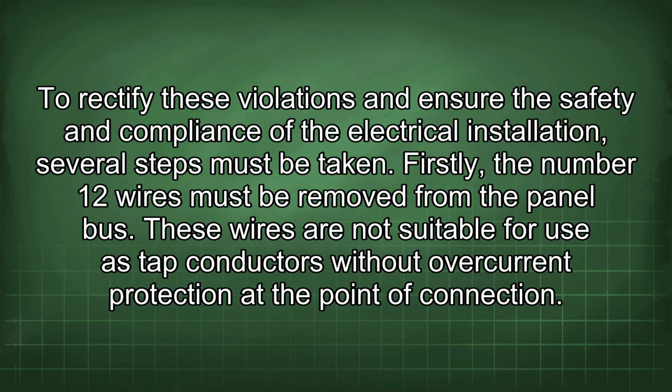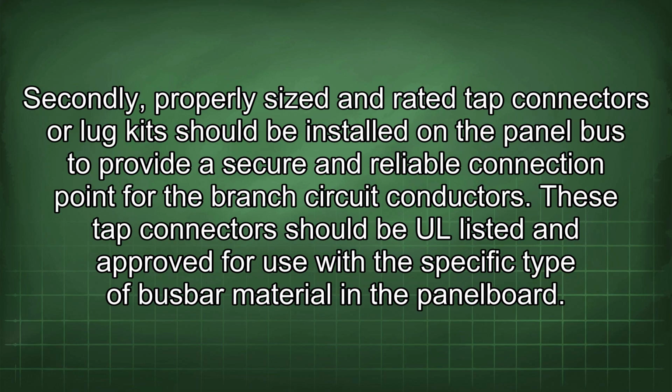To rectify these violations and ensure the safety and compliance of the electrical installation, several steps must be taken. Firstly, the number 12 wires must be removed from the panel bus. These wires are not suitable for use as tap conductors without overcurrent protection at the point of connection. Secondly, properly sized and rated tap connectors or lug kits should be installed on the panel bus to provide a secure and reliable connection point for the branch circuit conductors.